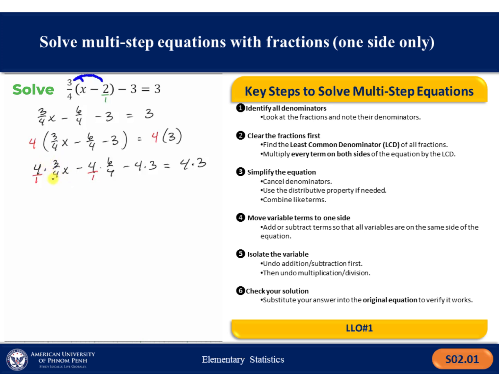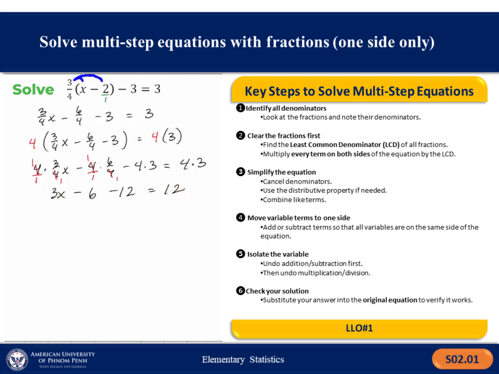Notice how we have a common factor of 4 between the numerator and denominator. 4 divided by 4 simplifies to 1 in the numerator and the denominator. Notice now we just have 1 times 3x, which is 3x. And then we have minus, again simplifying before multiplying, 4 divided by 4 simplifies to 1 in the numerator and denominator, giving us just 1 times 6, and therefore we have minus 6. And then we have minus 4 times 3, which is minus 12, equals 4 times 3, which is positive 12. Notice by multiplying both sides of the equation by the LCD, we now have an equivalent equation that no longer contains fractions.